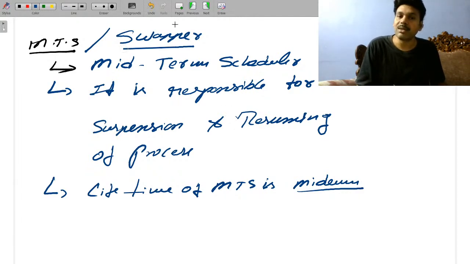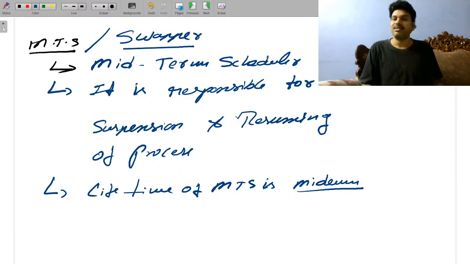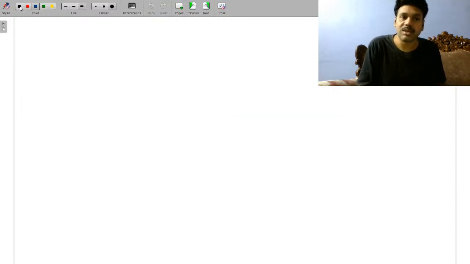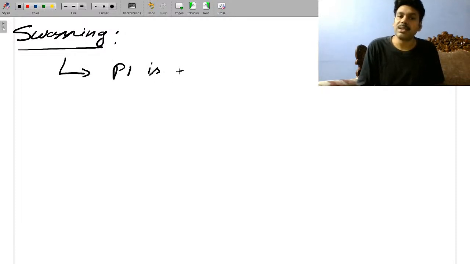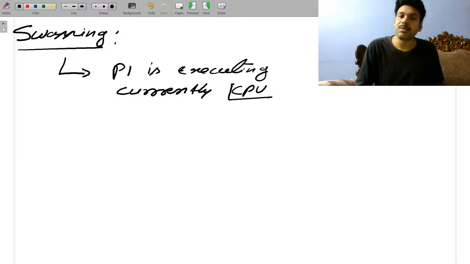And swapping, now we want to learn. What is swapping? Please observe, friends. Very important question. Who is going to do this swapping? The swapping is done by MTS only. MTS other name is called swapper. You see that process P1 is executing currently. Executing means what? Right now the process P1 is in CPU.